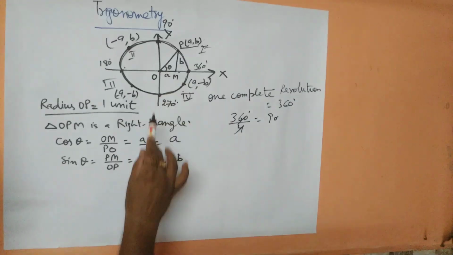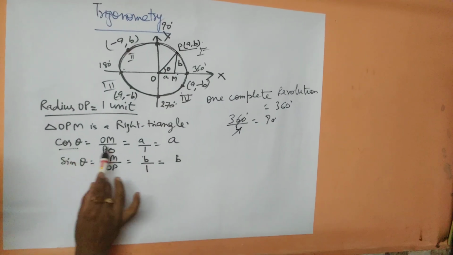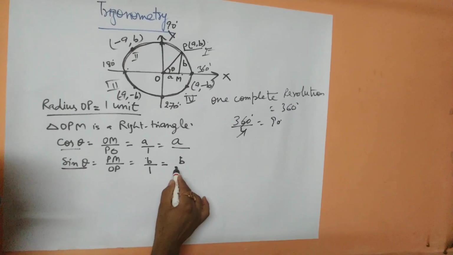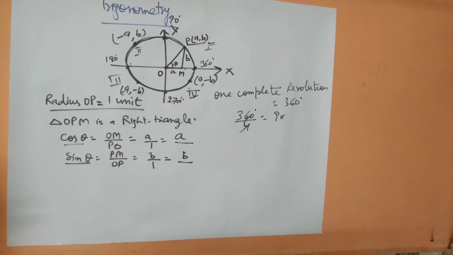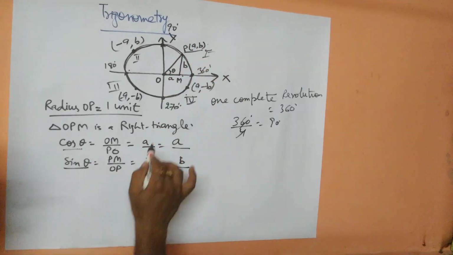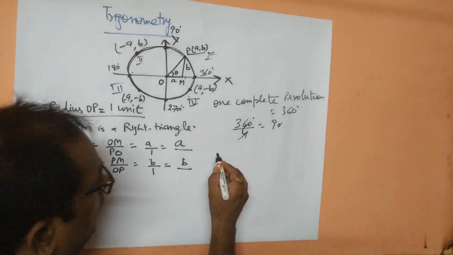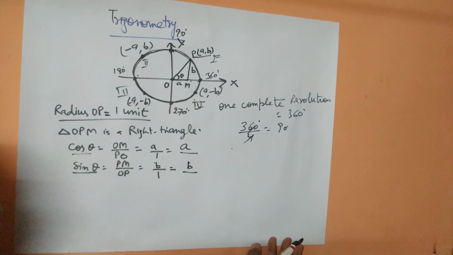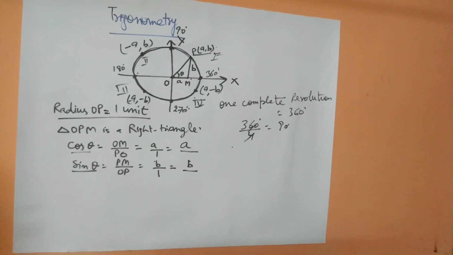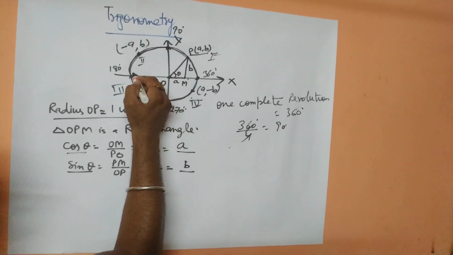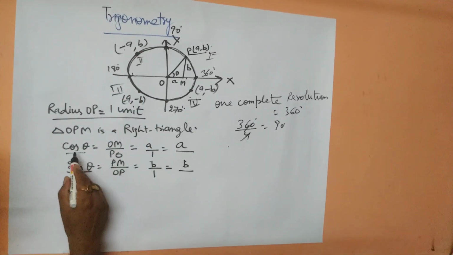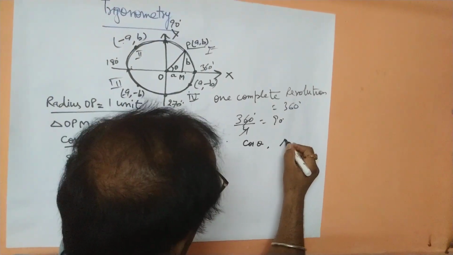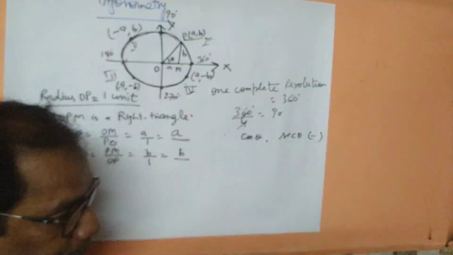Let's come to our topic again. Cos theta is equal to a and sin theta is equal to b. So if both a and b are positive in the first quadrant, it means all the six trigonometric ratios, sine, cos, tan, cot, sec, cosec, are positive in the first quadrant, which you studied in class 10th. In the second quadrant, a is negative, and what is a? Cos theta is a. So therefore cos theta and sec theta both are negative.